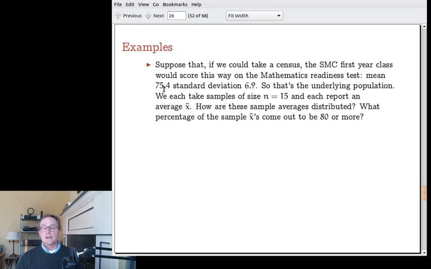So that's the underlying population. Instead of taking a census, we're going to take samples of size 15. Each of the 30 people in the room is going to take their own sample of size 15, and each of them is going to report their average, their X bar. How are these sample averages distributed? And what percentage of the samples come out to be 80 or more?